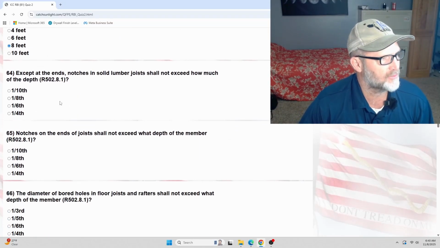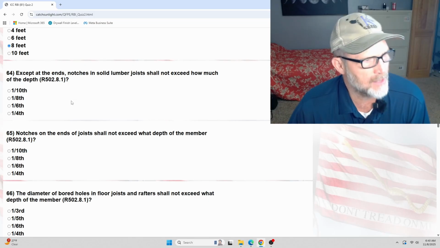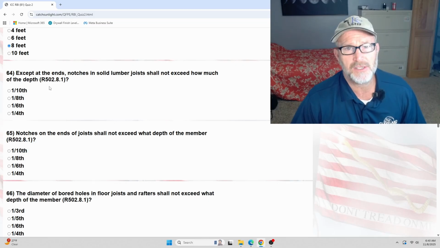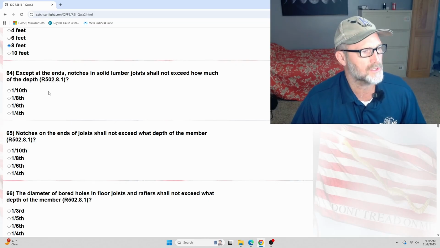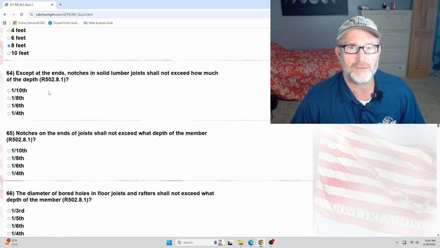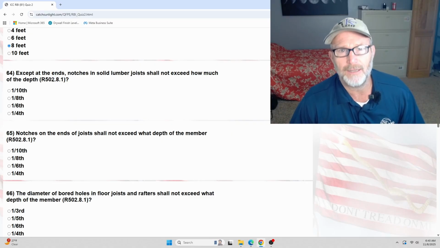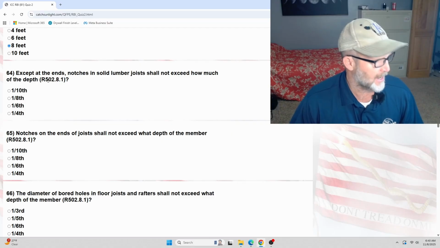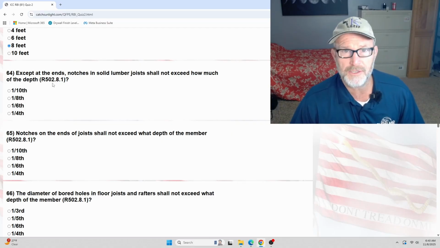All right, 64. Except at the ends, notches in solid lumber joists shall not exceed how much of the depth? Now this is a topic. There's going to be topics for notches, for holes. We're going to be talking about joists, bearing and non-bearing studs, rafters, etc. I guarantee that ICC will ask you something on the subject. So I'd suggest highlighting everything I have on these particular questions. It's going to help you.